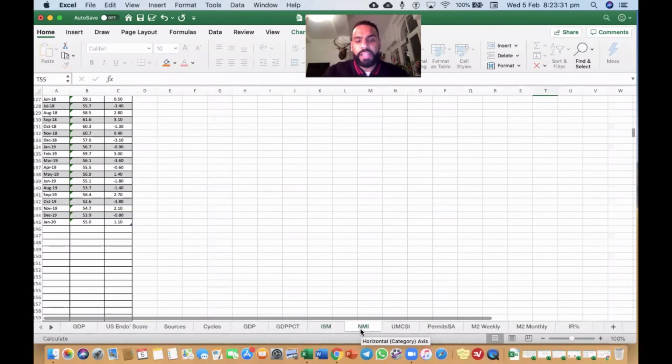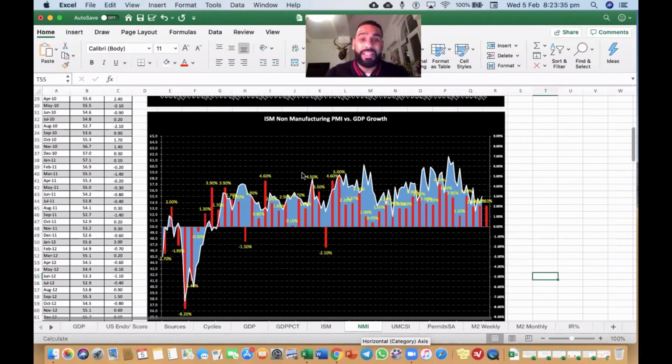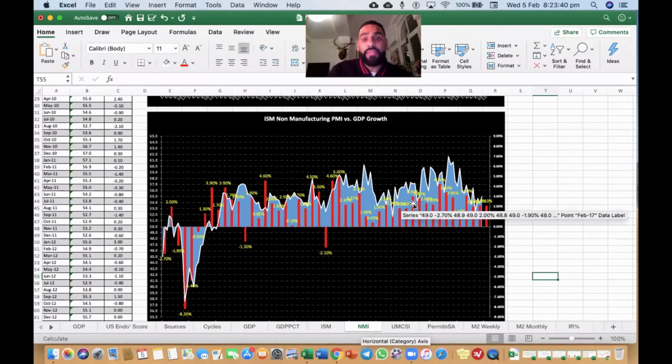Same situation applies for the services sector in the US economy, which makes up 80% of spending, and only 20% is manufacturing. And again, this has a very strong correlation to GDP growth.